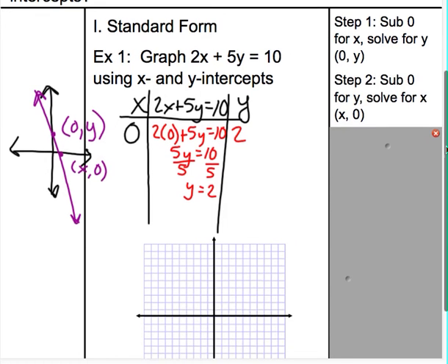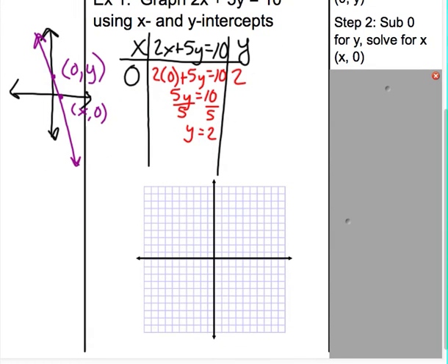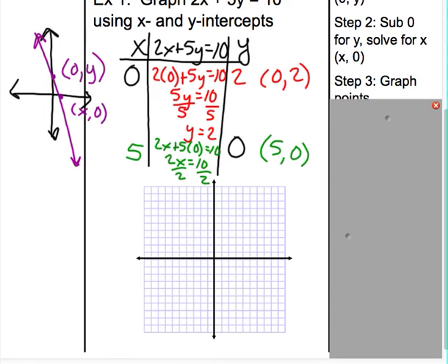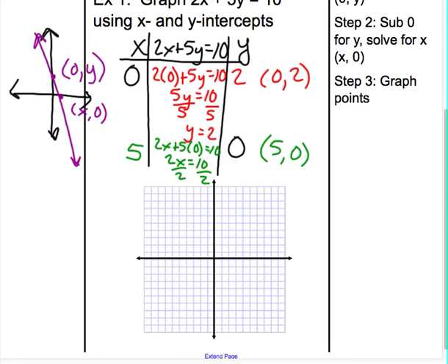Repeat the process for x. So substituting 0 for y, solving for x. So my 5 times 0 cancels. I'm left with 2x equals 10. Dividing both sides by 2, I get x equals 5. Make sure that you write these as ordered pairs so that you can see more easily how to graph them, which is our last step.